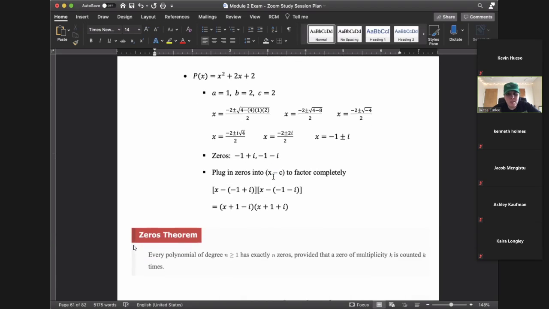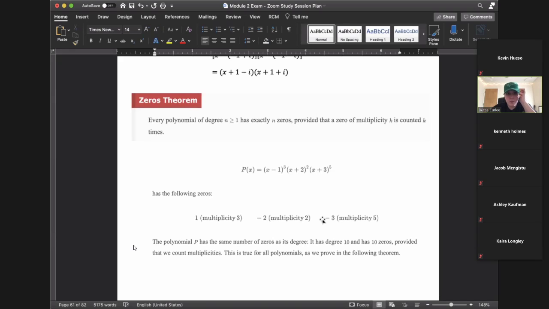So you plug the zeros into x minus c to factor it completely. So you just set it up with x minus blank and x minus blank, and then you can plug in your zeros. So we've got -1 plus i and -1 minus i. So x minus a -1 is x plus 1. x minus a positive i is x minus i. So then we've got x minus a -1 is x plus 1, and x minus a -i is x plus i. So that's how you factor it completely.